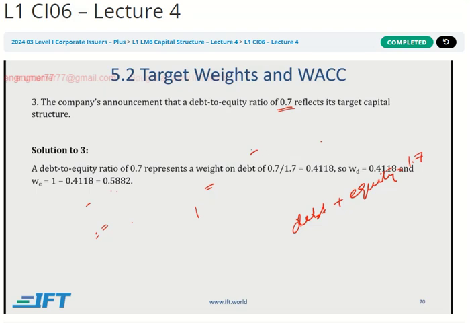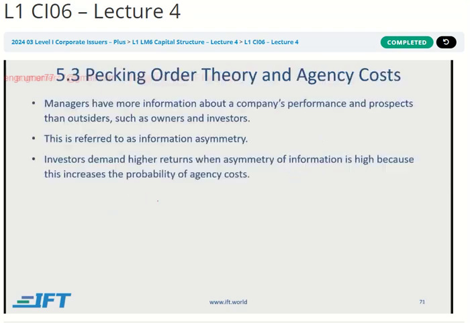So here you can see that they are assuming equity as 1 and equity plus debt as 1.7. So 0.7 over 1.7 is your weight of debt, and weight of equity, well, they've just done 1 minus that, but you can also do 1 over 1.7. Okay, great. Now let's move on to the pecking order theory.